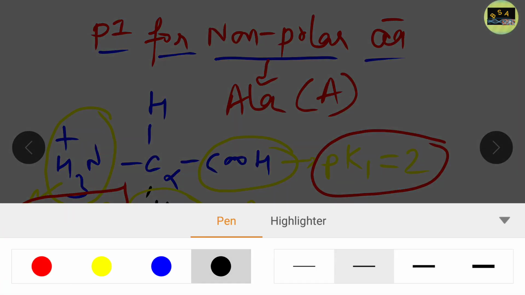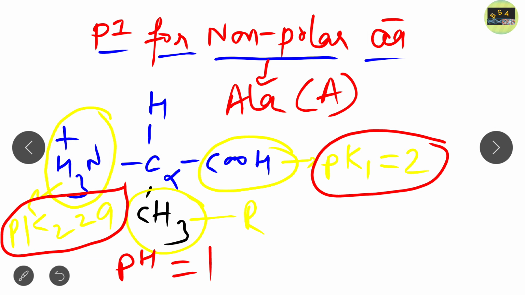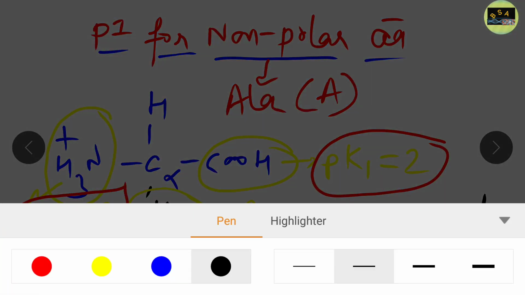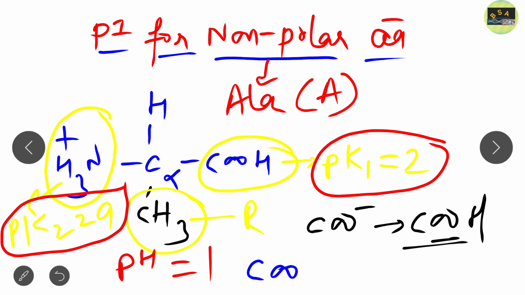Another important thing you should remember is when we have to take the protonated form and when the deprotonated form. What is protonation? Protonation means addition of hydrogen. Suppose this is COO minus, and if we add hydrogen into it, that is H plus, it is protonated and becomes COOH. What is deprotonation? Suppose this is COOH, and if we remove the hydrogen, it becomes COO minus. So this is deprotonated.